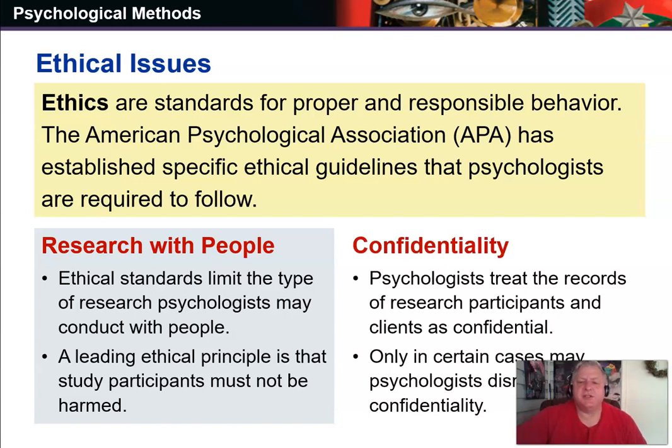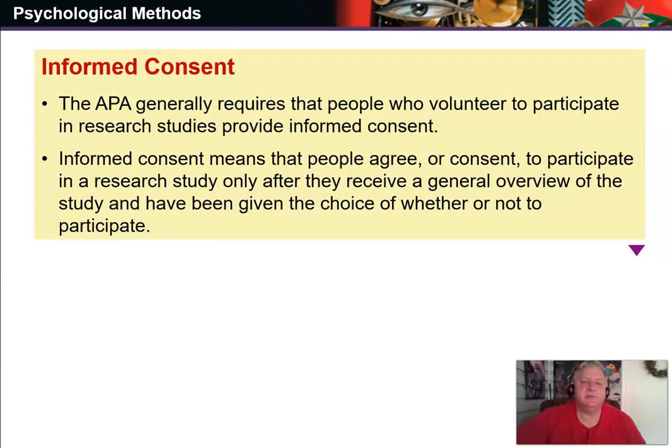Confidentiality. Psychologists treat the records of research participants and clients as confidential. Only in certain cases may psychologists disregard confidentiality. Informed consent. The APA generally requires that people who volunteer to participate in research studies provide informed consent. Informed consent means that people agree or consent to participate in a research study only after they receive a general overview of the study and have been given the choice of whether or not to participate.